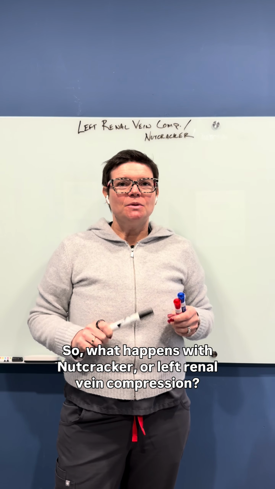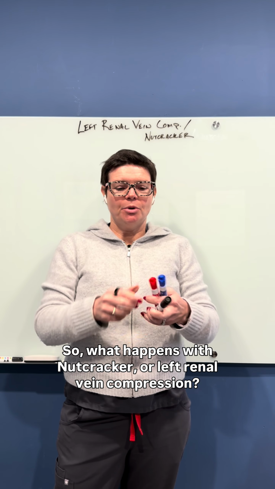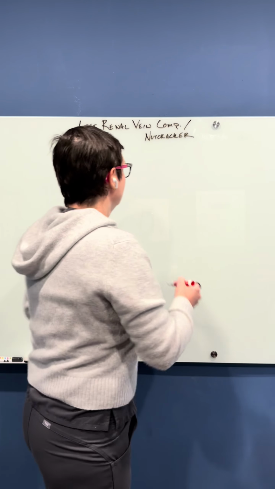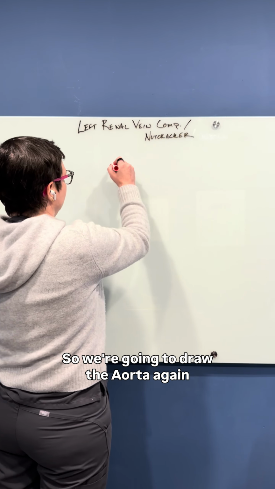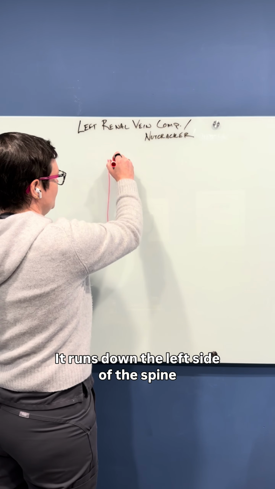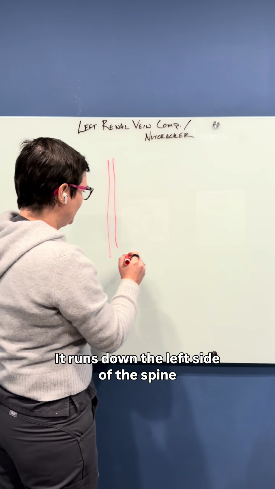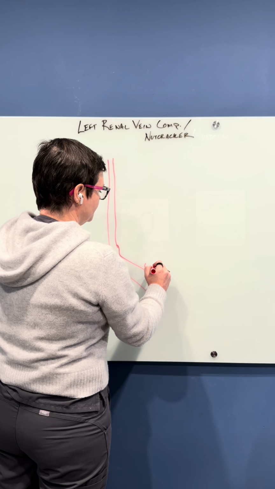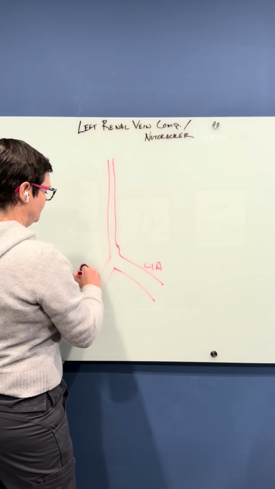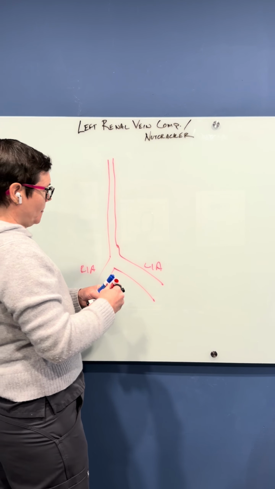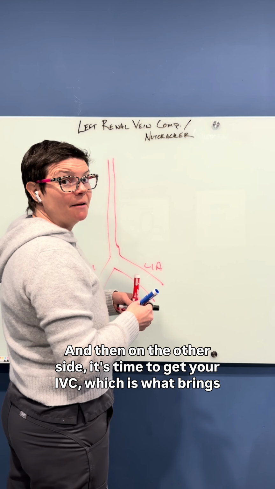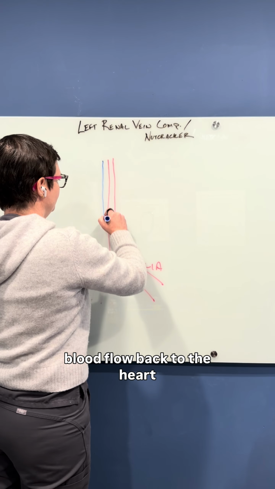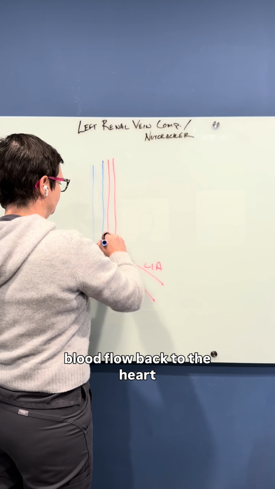So, what happens with nutcracker or left renal vein compression? A couple of things, okay? So we're going to draw the aorta again. It runs down the left side of the spine into the left and right iliac arteries. And then on the other side of the spine, you've got your IVC, which is what brings blood flow back to the heart.